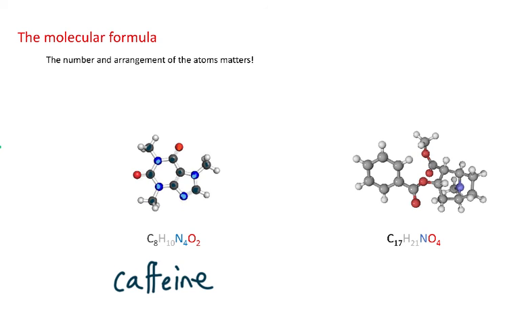On the right, something that has all the same 4 atoms, different numbers, right? C17H21NO4. And you can see the arrangement here, right? It looks a little bit different. It's bigger. It's the same 4 things. This is not caffeine. This is cocaine. A very different kind of drug that we should never use, right? And so the number matters. The arrangement of the atoms matters. And this can all be drawn from the molecular formula.